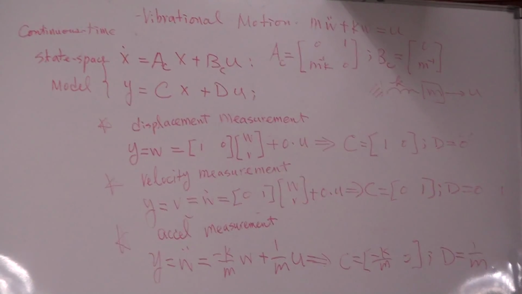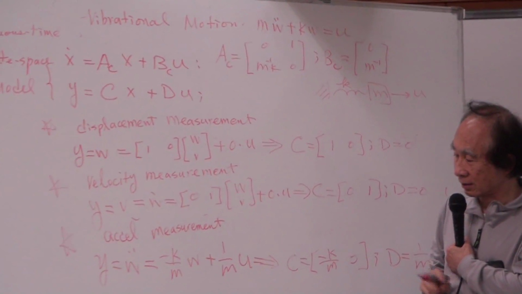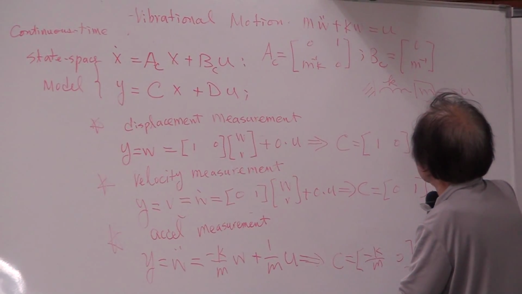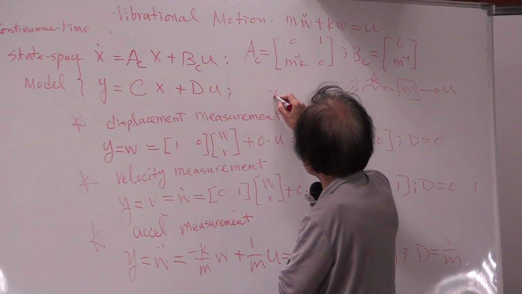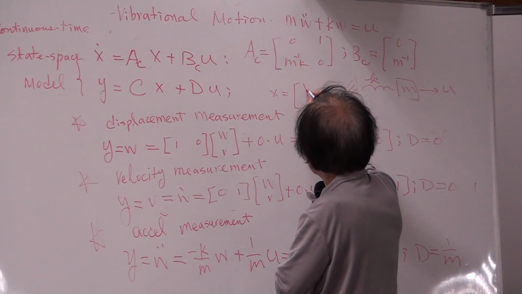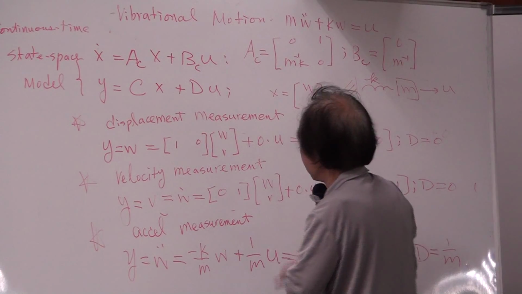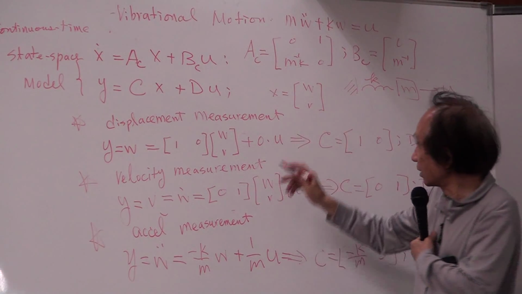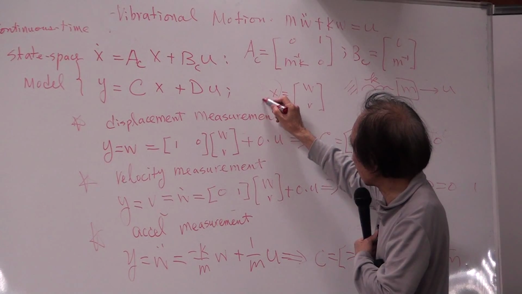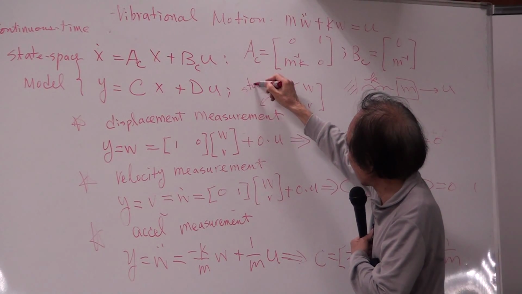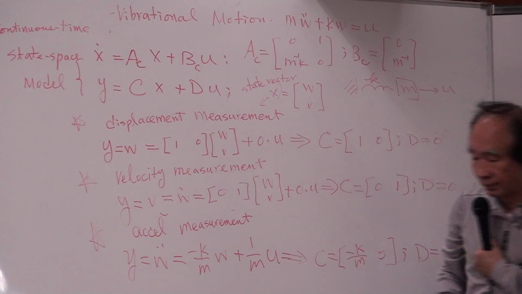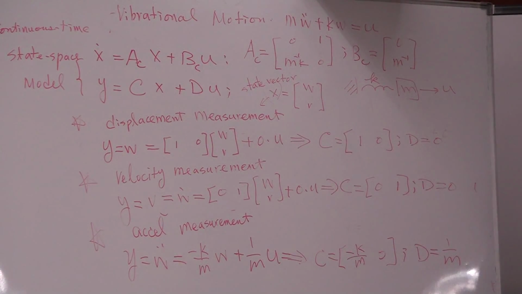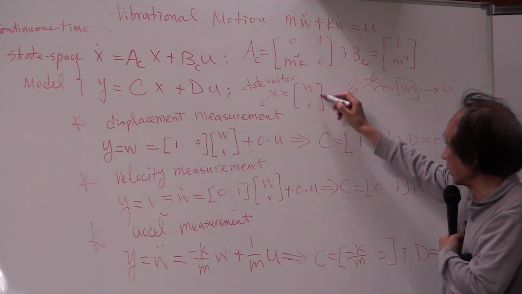Okay, now you got to be careful of this. The states, what do we mean by the states? My state X equal to W, V. That's the state. This is the state vector. That state vector includes only displacement and velocities.